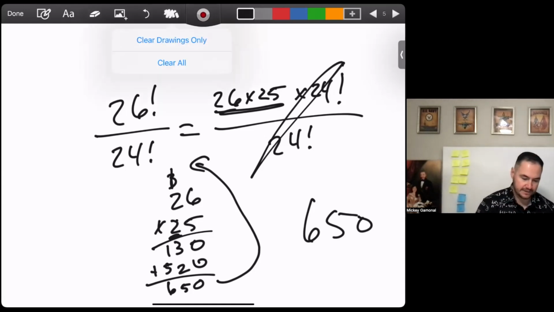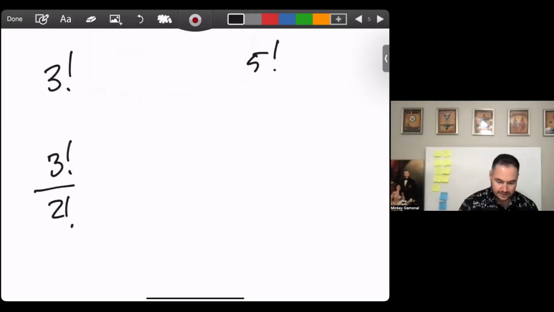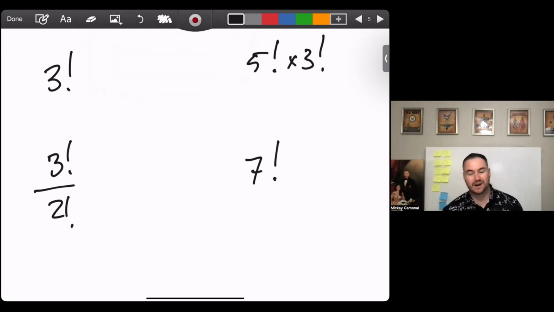I got a couple of practice questions here, so let's go through those. 3 factorial, we already did that one. 3 factorial over 2 factorial. We'll see what happens there. 5 factorial times 3 factorial. And lastly, 7 factorial. Oof, the 7 factorial is a monster. All right, so go through. You can pause it here, work through those if you want. I'm going to get started.